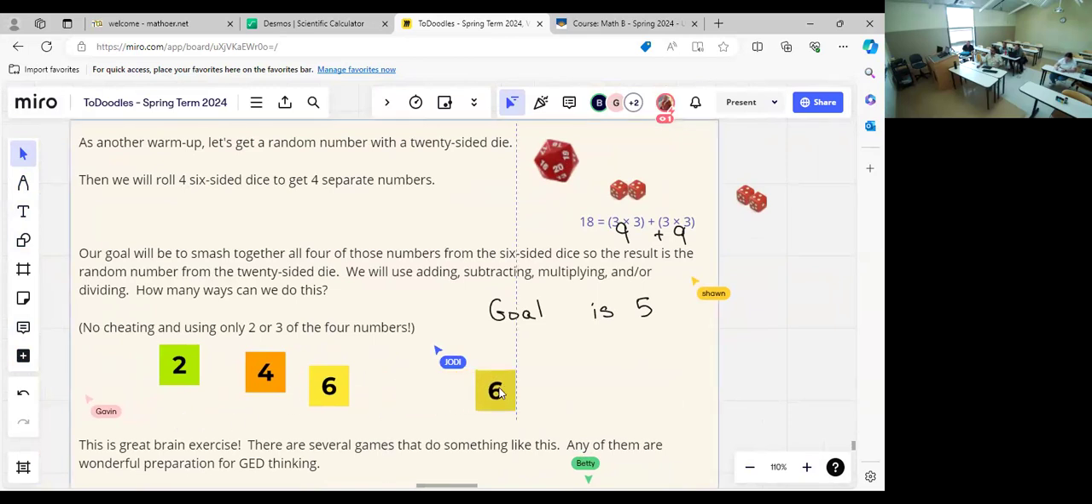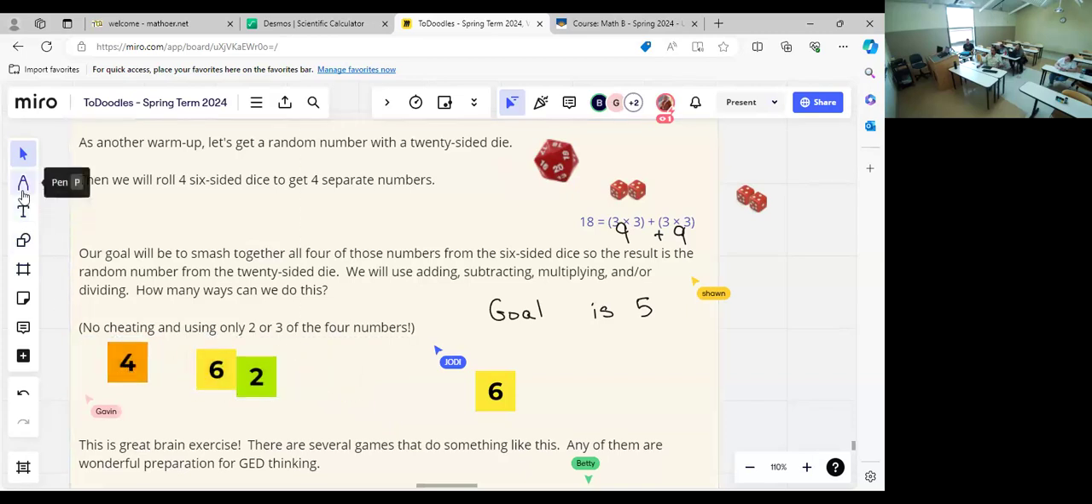I have a 6. If I could make all of these a 1, I could do 6 minus 1 is 5. Can I put those together to make 1? Yeah, I don't think we can make 5. I can. I'll do 6 divided by 2. First, I take the 4 over here. So what's 6 divided by 2?